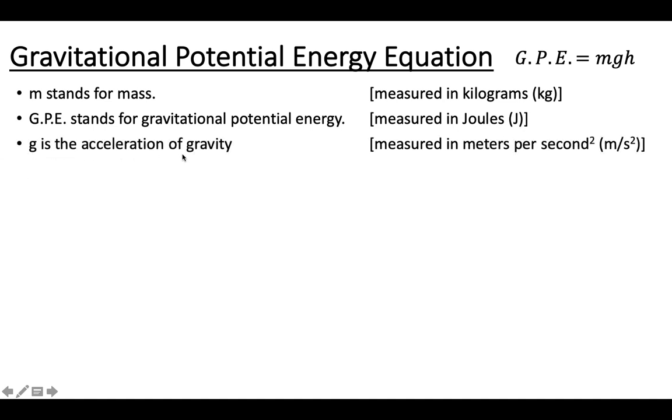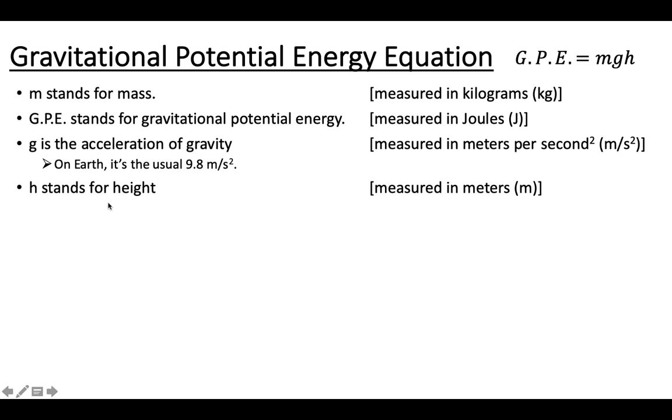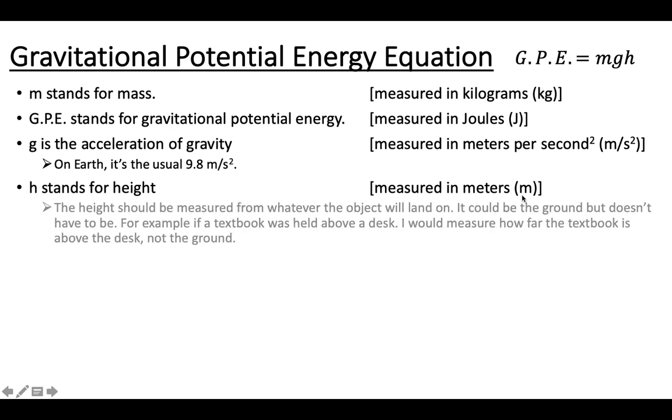G is the acceleration of gravity, and because that's an acceleration, it's measured in meters per second squared, or m divided by s squared for short. On Earth, that's our usual 9.8 that we've been seeing for a while now. Actually, ever since we came back from winter break, we've been seeing 9.8, and there it is again. H stands for height, and that's a distance, so we measure that in meters and abbreviate meters with an m.